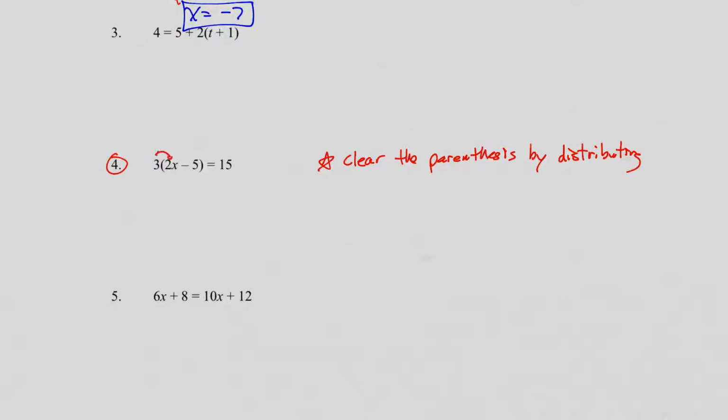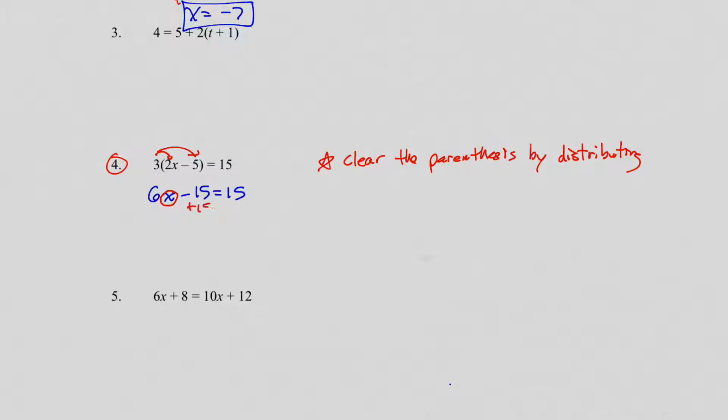So we want to distribute the 3, and that'll clear those parentheses out. You don't have to rewrite those. Okay. And we basically have a simplified equation here now. We just need to get the variable isolated, okay?